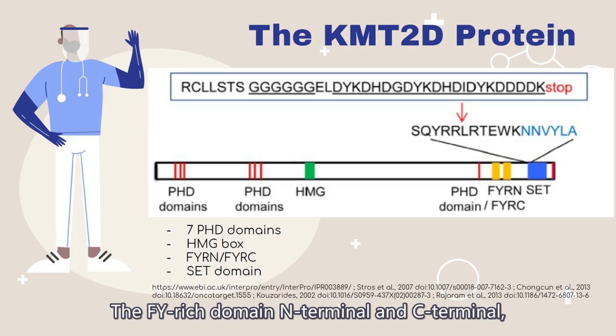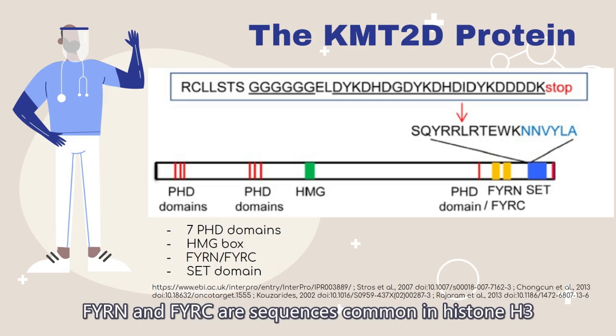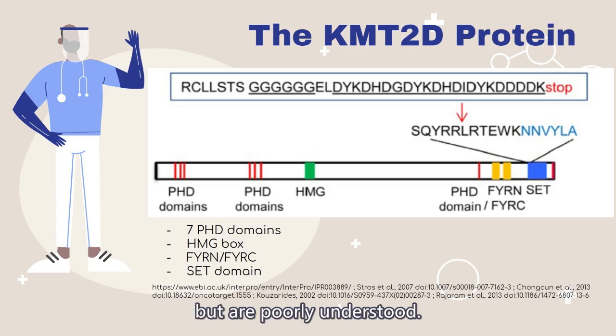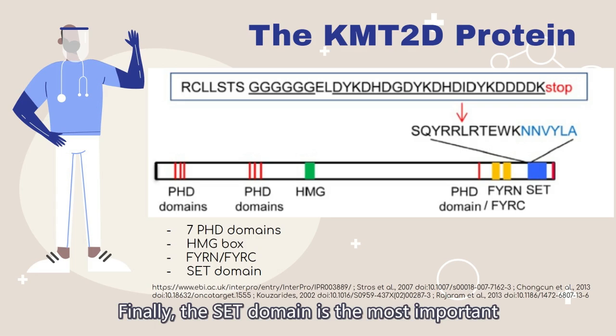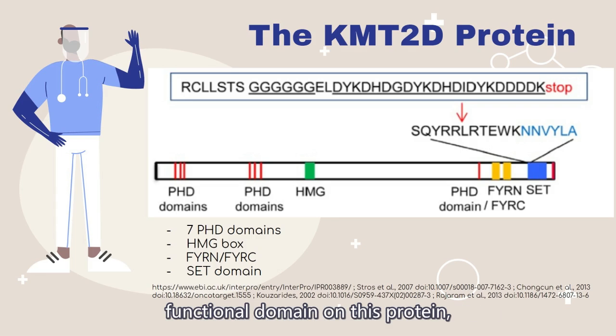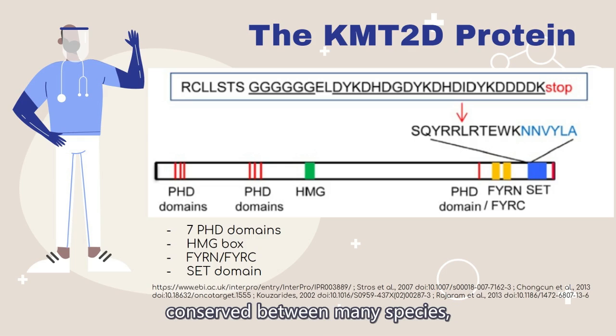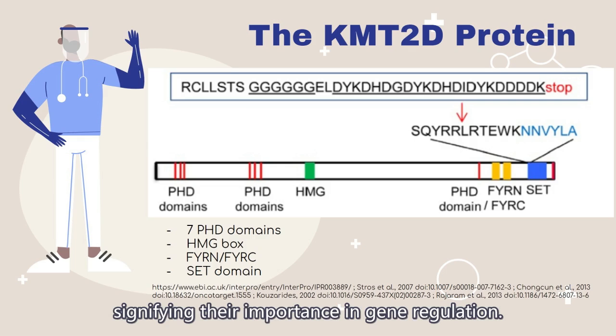The FY-rich domain, N-terminal and C-terminal FYRN and FYRC, are sequences common in histone H3 lysine 4, aka H3K4, methyltransferases, but are poorly understood. Finally, the SET domain is the most important functional domain on this protein, which methylates H3 on lysine 4, so it can be considered the primary active site. All of these protein domains are highly conserved between many species, signifying their importance in gene regulation.